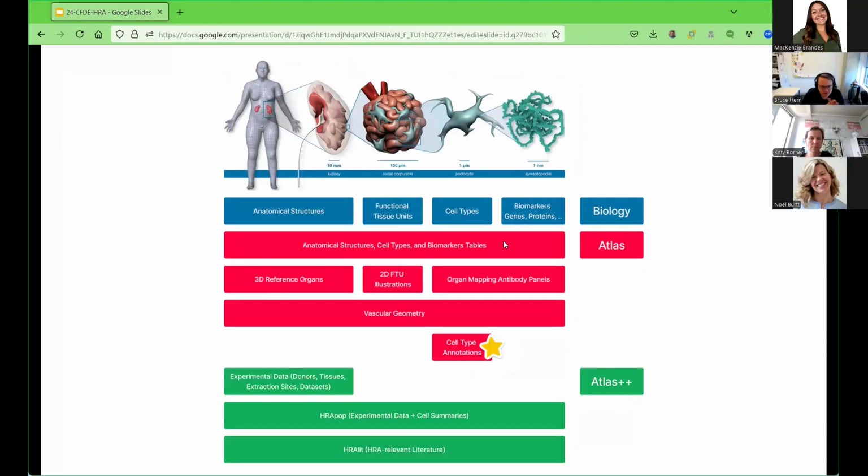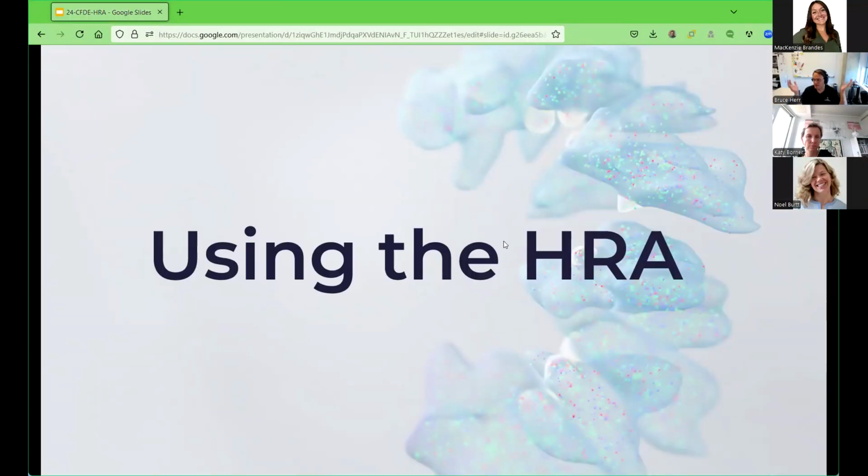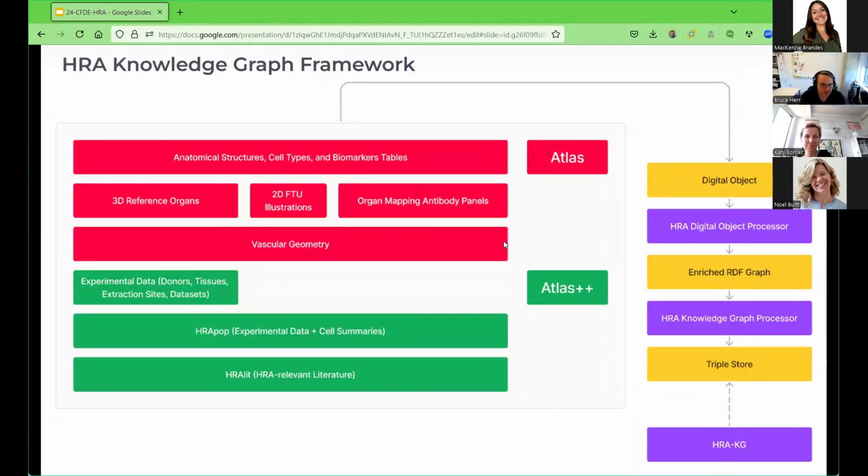Yeah, so this is again the HRA. These are all the pieces of the HRA. And now we can talk about, well, now we have all this cool data, how do we use it? Behind the scenes, each of these types, ASCT plus B table, every table is a digital object, and every 3D reference organ is a digital object. So we process these digital objects to create graphs, an RDF graph that you can query using a graph query language. We use SPARQL, but it can be used in other processes.